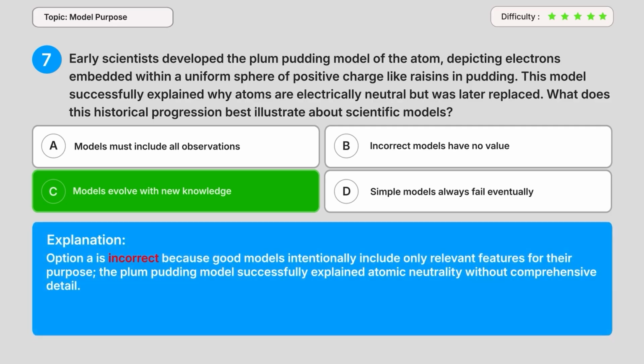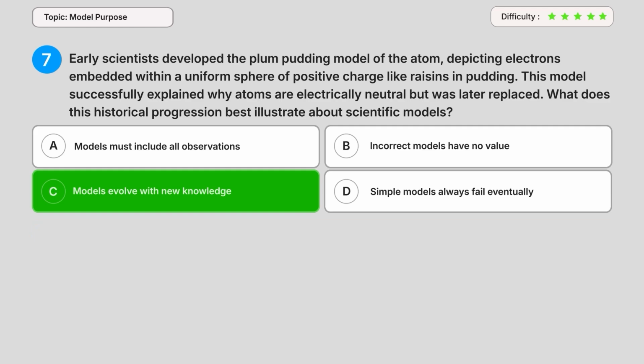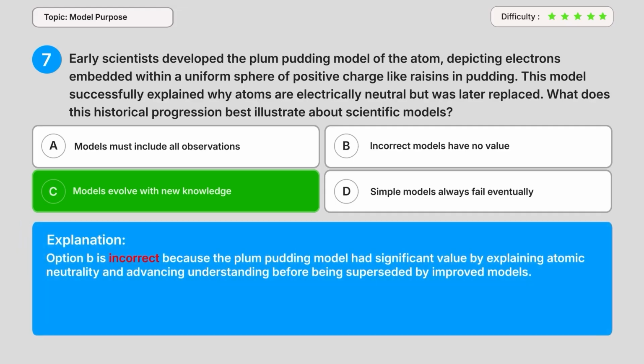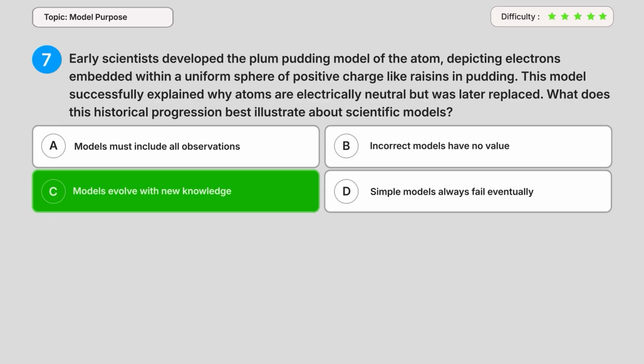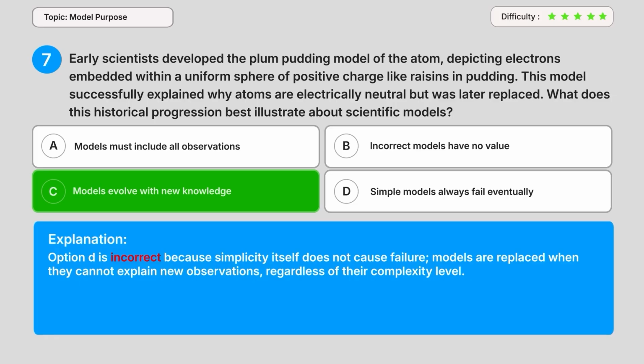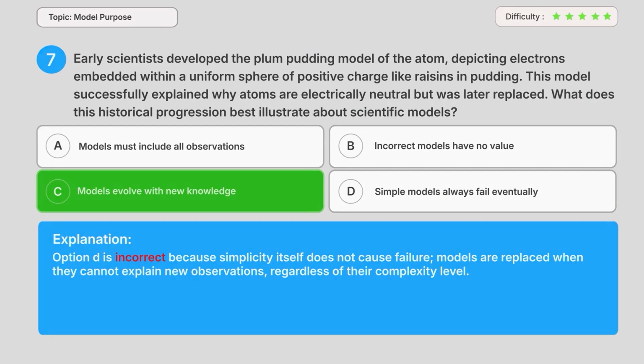Option A is incorrect because good models intentionally include only relevant features for their purpose. The plum pudding model successfully explained atomic neutrality without comprehensive detail. Option B is incorrect because the plum pudding model had significant value by explaining atomic neutrality and advancing understanding before being superseded by improved models. Option D is incorrect because simplicity itself does not cause failure. Models are replaced when they cannot explain new observations, regardless of their complexity level.